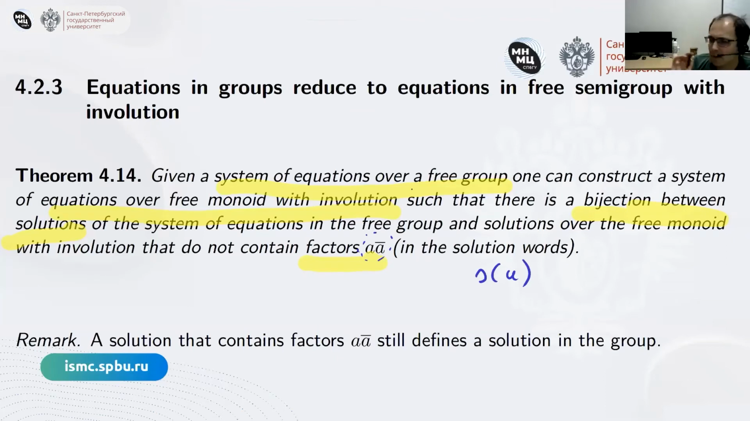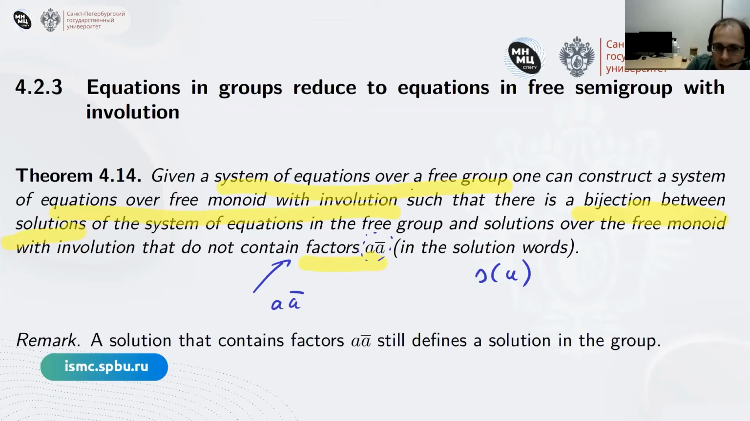And so a slight note here is that if this free monoid has a solution which has such a factor, okay, we transcribe the equation. We are given an equation over a free group. We write some equations over a free monoid with involution, and it could be that we are able to find a solution which is not reduced, so it has such a factor.